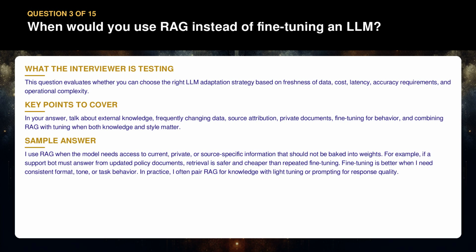I use RAG when the model needs access to current, private, or source-specific information that should not be baked into weights. For example, if a support bot must answer from updated policy documents, retrieval is safer and cheaper than repeated fine-tuning. Fine-tuning is better when I need consistent format, tone, or task behavior. In practice, I often pair RAG for knowledge with light tuning or prompting for response quality.